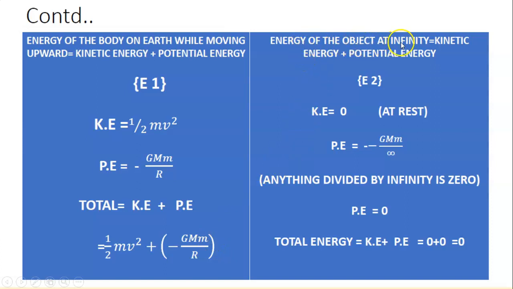Energy of the object at infinity is equal to kinetic energy plus potential energy, E2. Since the body is at rest, kinetic energy is 0. Potential energy is equal to minus G into M divided by infinity. Anything divided by infinity is 0, so potential energy too becomes 0. So total energy E2 is equal to kinetic energy plus potential energy, which is 0 plus 0 equal to 0.